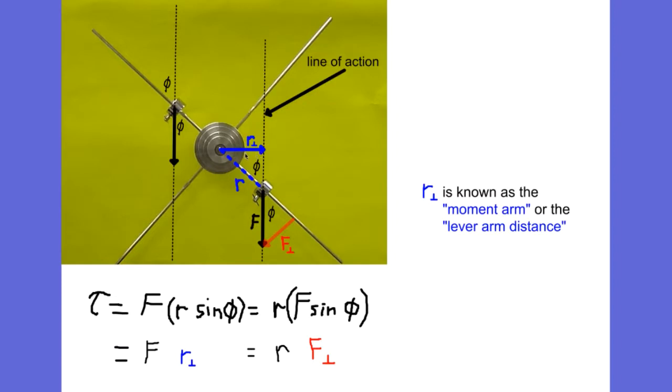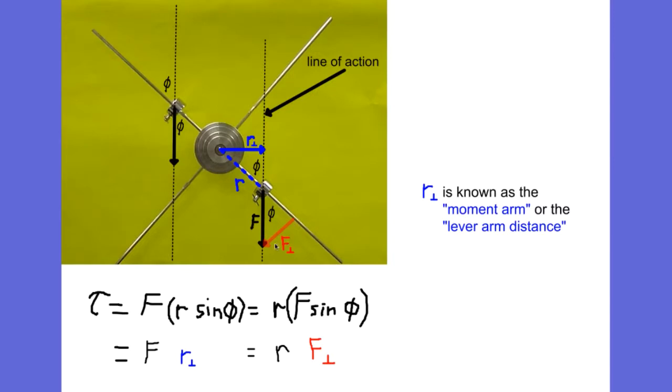And if you look up in this diagram here, you can see that in this right triangle right here, this is the opposite side of the angle phi. So this is R sine phi over here. And in this right triangle down here, this red vector is the side opposite phi. So this is F sine phi here, or F perpendicular.